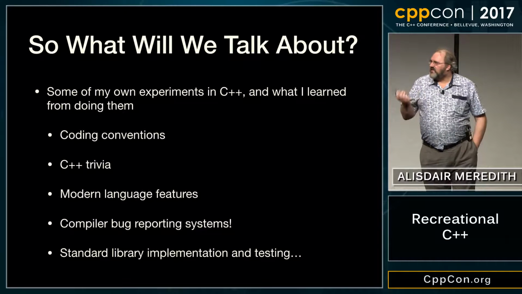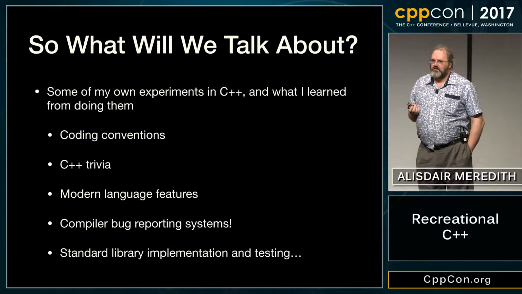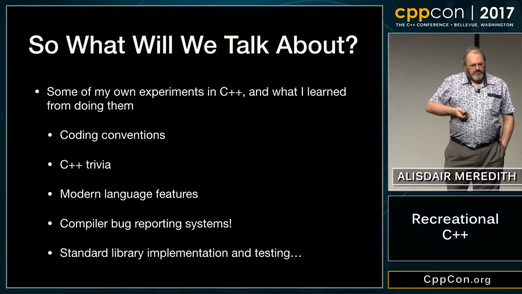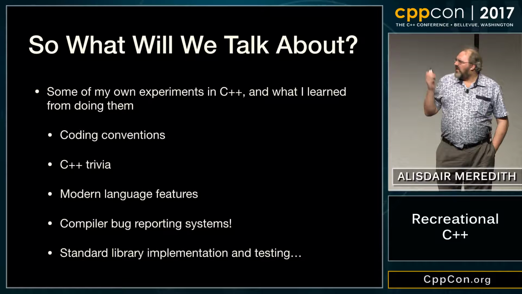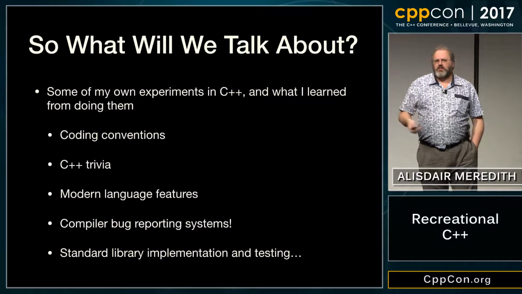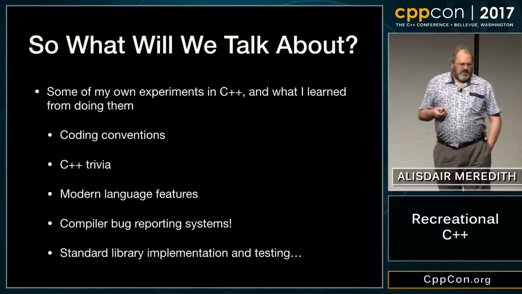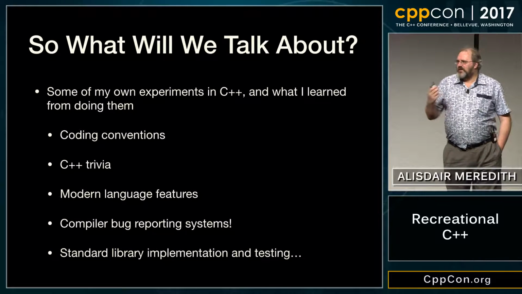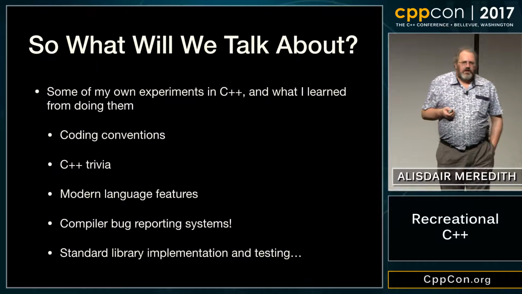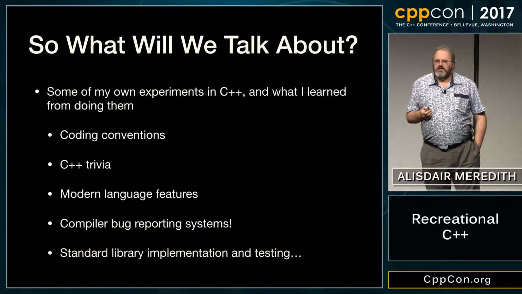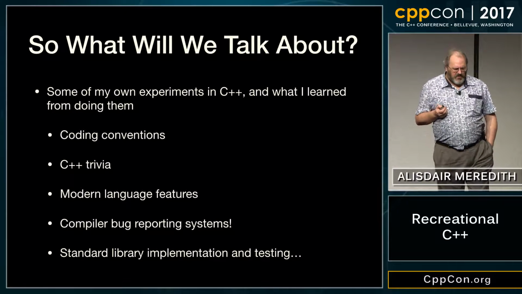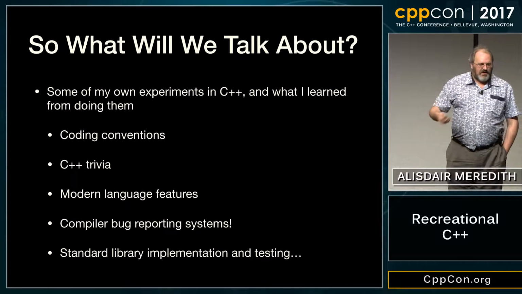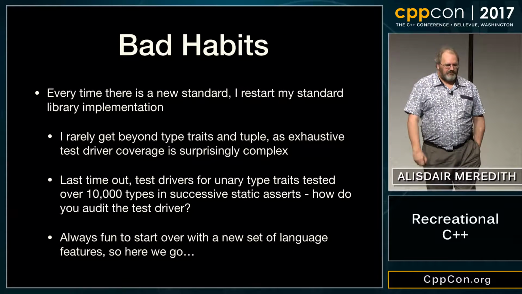So what we're going to look at is a bunch of my ideas and things I've just had playing around, essentially implementing little parts of the C++ standard library for the most part. Ideas of coding conventions that come up when you start playing and doing things for yourself. Some C++ trivia corners, because trivia is always fun. How this helps me learn about some of the new language features as they come through. And playing around with the bug reporting systems of various compilers as I push them to breaking point. And some ideas about implementing and testing the standard library.